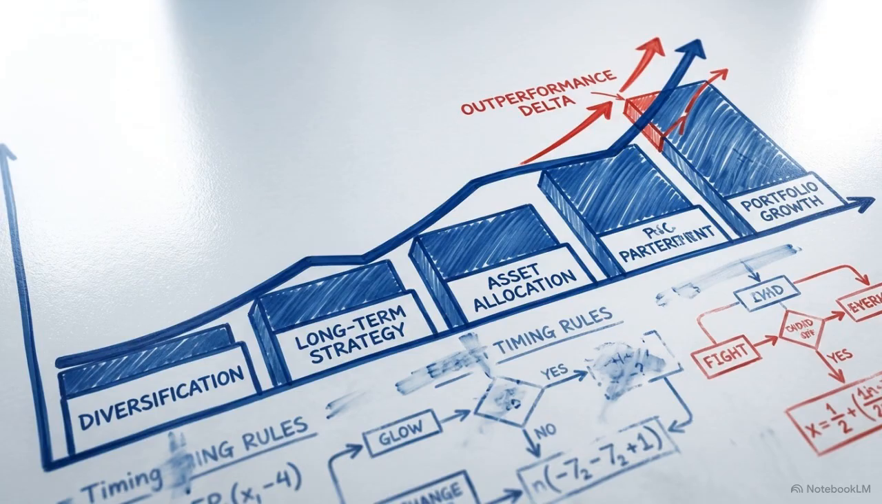True risk-adjusted alpha is not achieved through rapid, binary market timing. It is built on transparent, rigorously optimized, and persistent factor allocations.